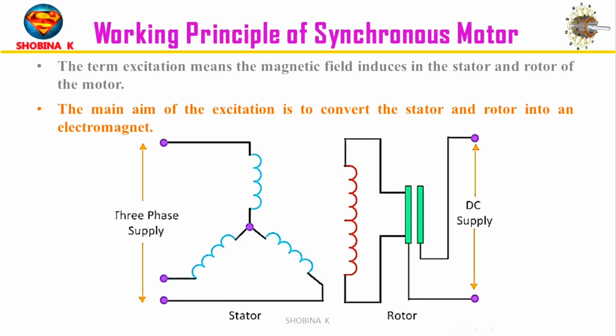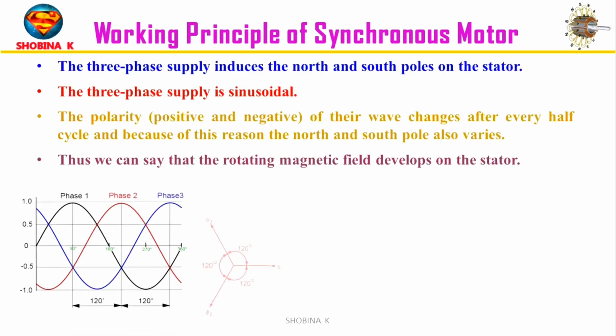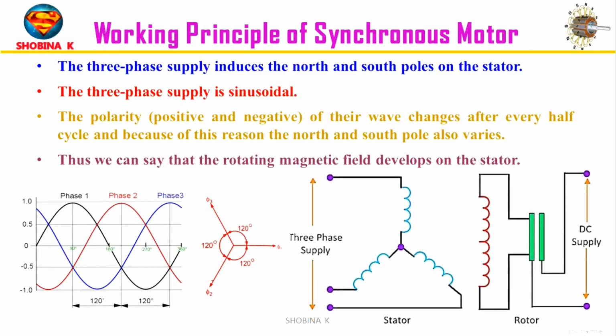The three-phase supply induces the north and south poles on the stator. The three-phase supply is sinusoidal. The polarity of the wave will change after every half cycle, and because of this reason the north and south poles also vary. And we can say that the rotating magnetic field develops on the stator.